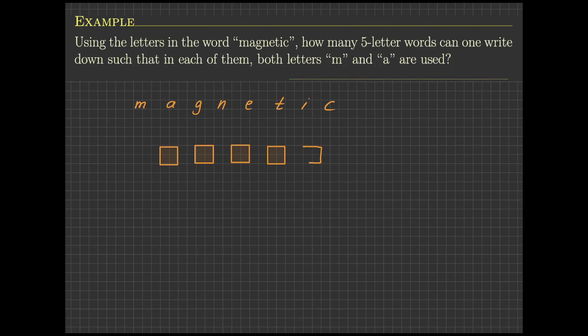Okay. So we need 4 locations. And then we know that A and M should be used. So the number of objects I have in this case is 2. The number of empty locations that I have is 5. But we just learned before that it doesn't matter if the number of objects is less than the number of locations or the number of locations is less than the number of objects.